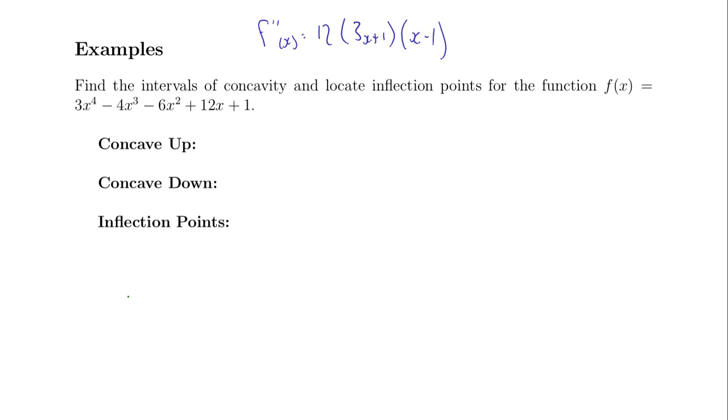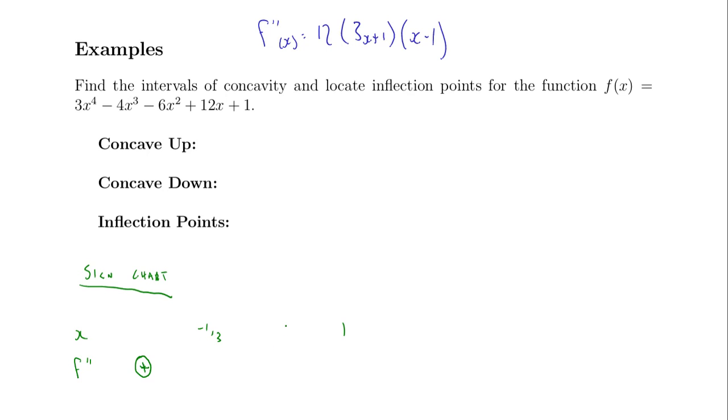And we were going to set up a sign chart. And our x values were negative a third and 1. And remember, we're looking at the intervals in between. So we're going to look at all the values less than negative a third. We'll see what happens when we put those into the second derivative. Well, if we put in really negative numbers, stuff less than negative a third, then this factor here is negative, and so is this one. And so we get a negative times a negative. That makes this positive.